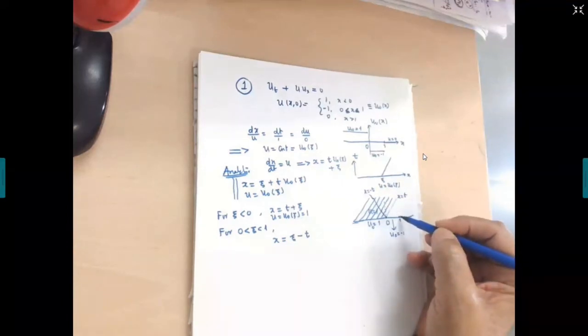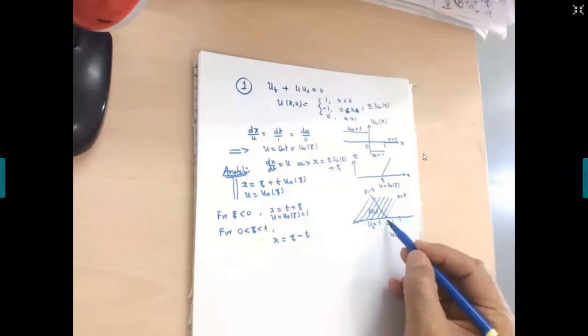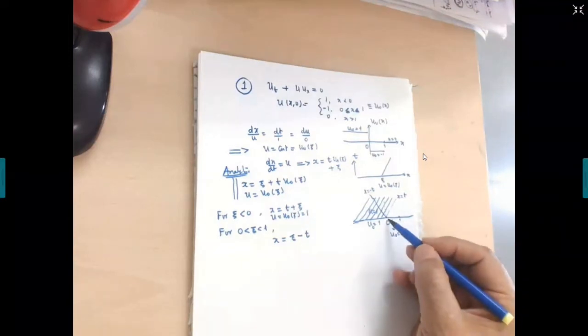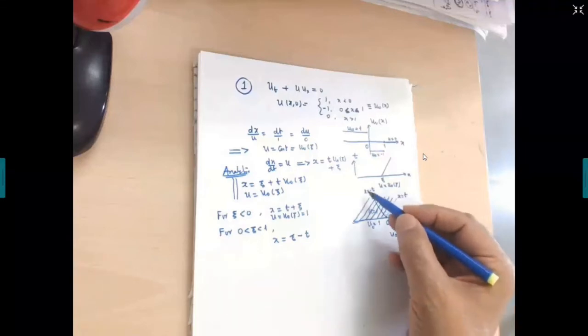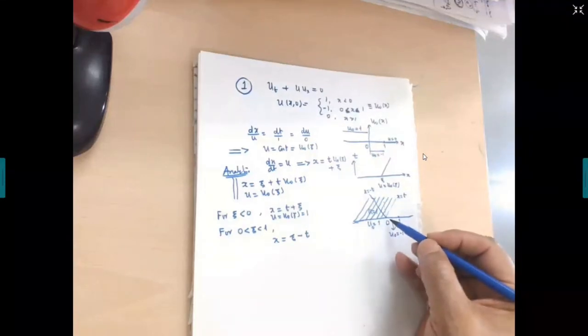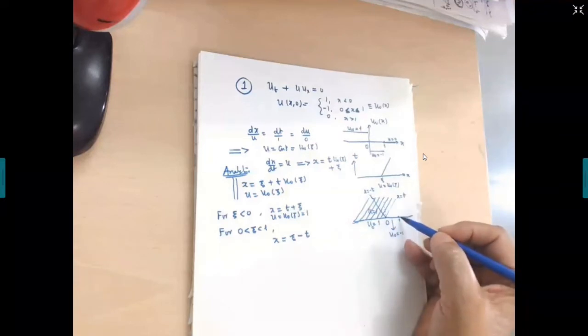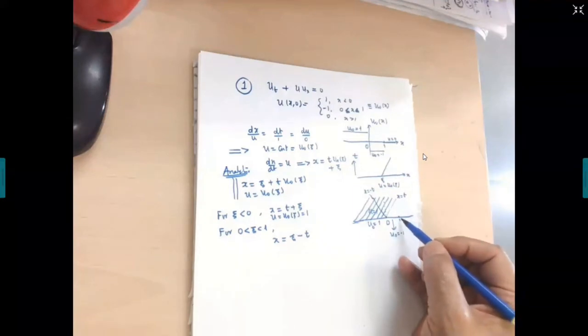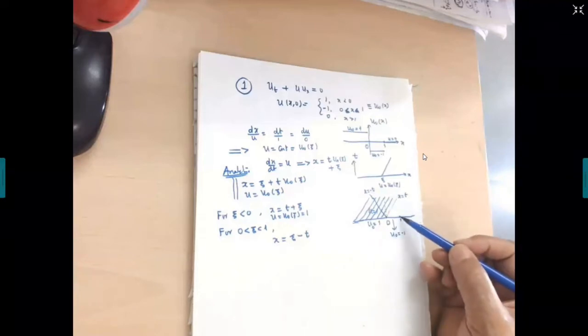And similarly, from 1, can you tell me what is the characteristic issuing from 1? Because this is the interval 0 to 1. From 0, this is the leading characteristic. And what is the characteristic issuing from 1? Here x is equal to 1. This is the point when xi is equal to 1. So it will be 1 minus t.